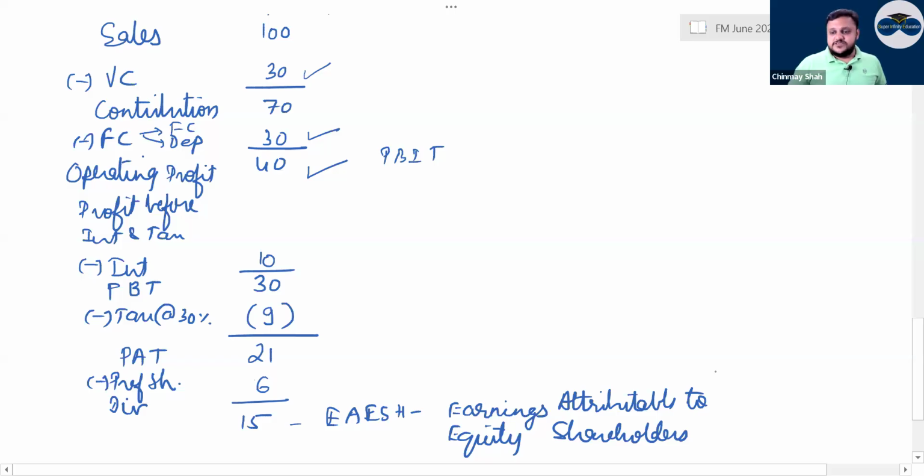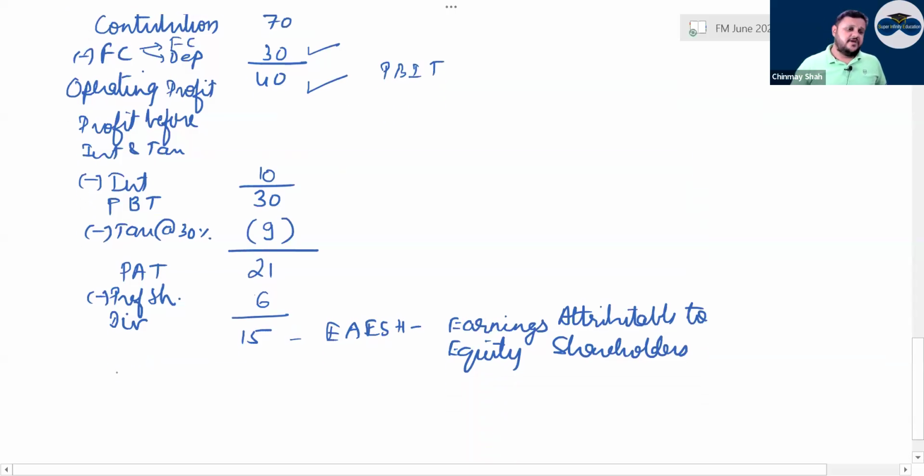From this, you pay equity dividend. Let's say you paid an equity dividend of 10. Then what is this 5 that is remaining?